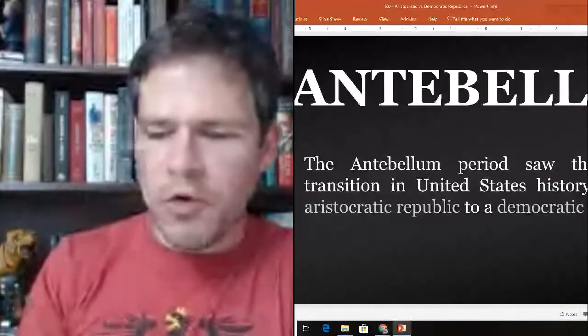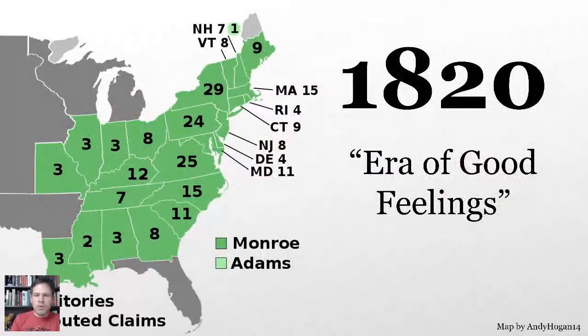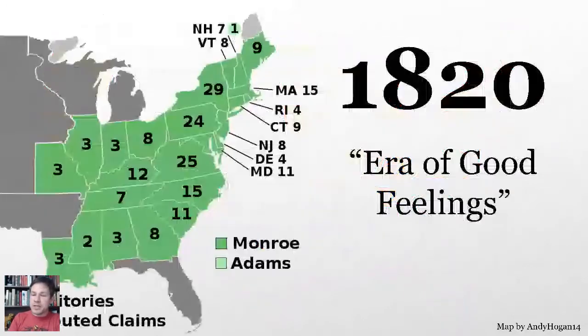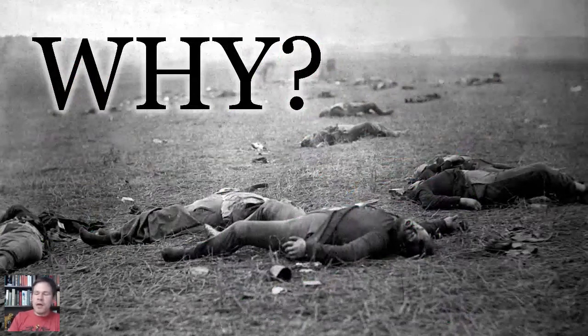Okay, so let's take a look at the differences here between an aristocratic and a democratic republic. When you look at 1820, the era of good feelings, there's James Monroe. Now, 1860, this is what a democratic election looks like. Democratic elections can get kind of messy, much more so than aristocratic elections, where the elite can kind of say, well, this guy's doing a good job, and pick.